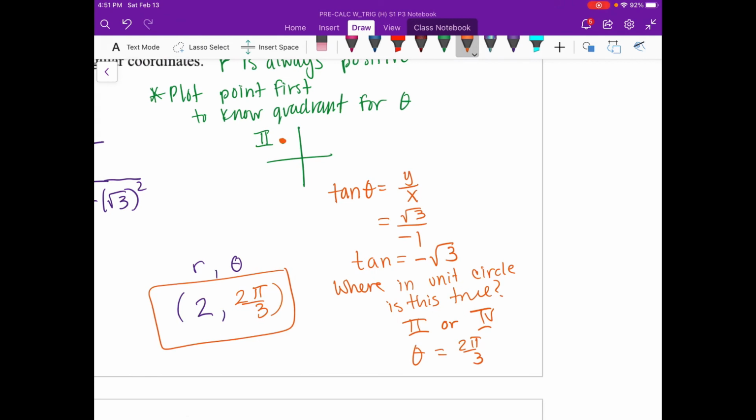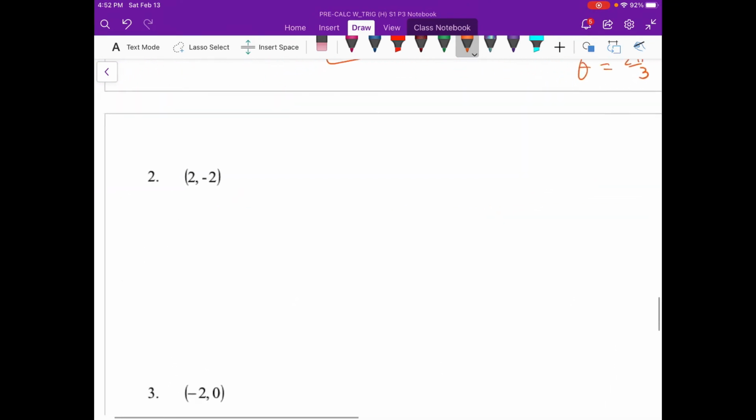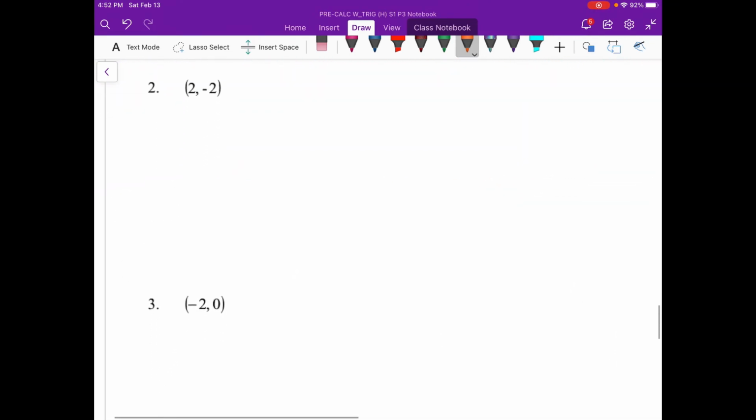So again, it helps you to know that tangent is going to be some form of square root of 3 at any pi over 3. So I know that this is pi over 3 here. This is 2 pi over 3. And so tangent is going to be negative here. That's why I'm using it. All right, let's go ahead and do a few more.